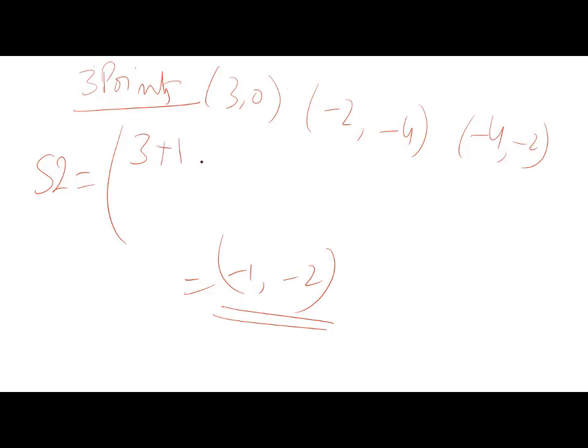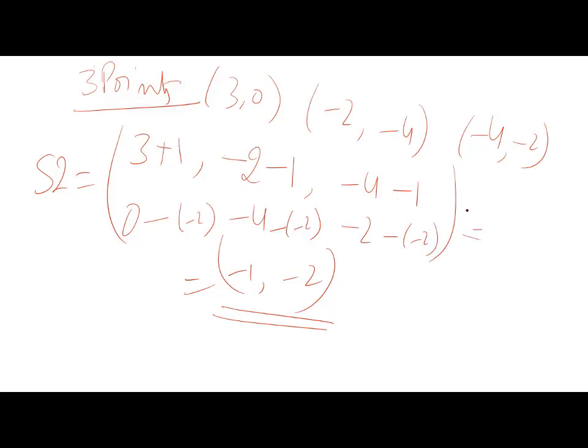3 minus -1, right, -2, -1. -4, -1, right, and then -2, and then -4, -2, and then -2, -2. That gives you, so just two, and we have to take the original matrix.